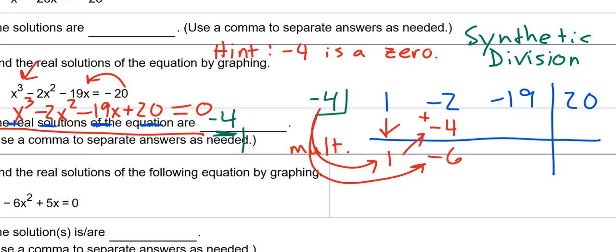-4 times -6. And positive 24 does go in that next column over. And then I add down the column. No, try again. 5. Right? Positive 24, take away 19, will be 5.